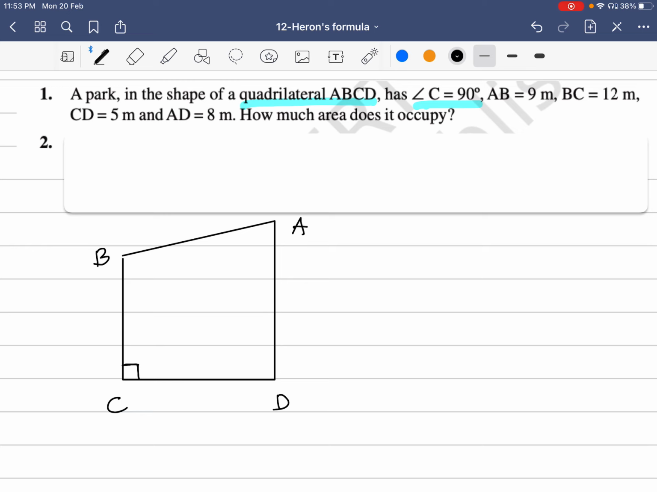Now the measures of each side is given to us. AB is 9 meters, so let's note it down. BC is 12, CD is 5, and AD is 8. So we know that this is now a quadrilateral with all four sides given to us, and we have to find the area. How much area does it occupy? We have to find the area of this quadrilateral.